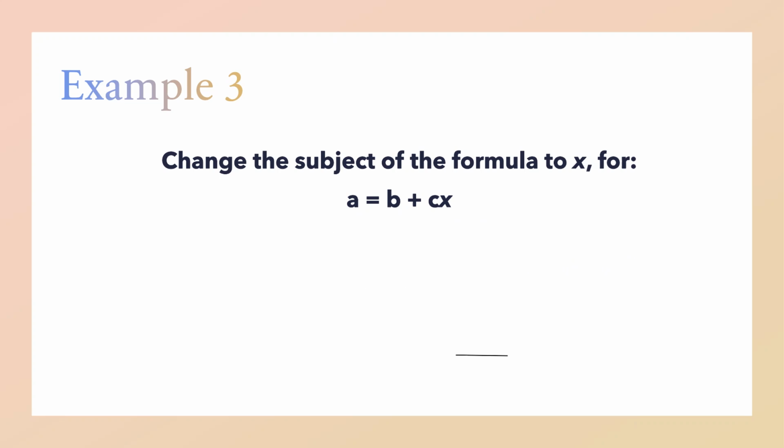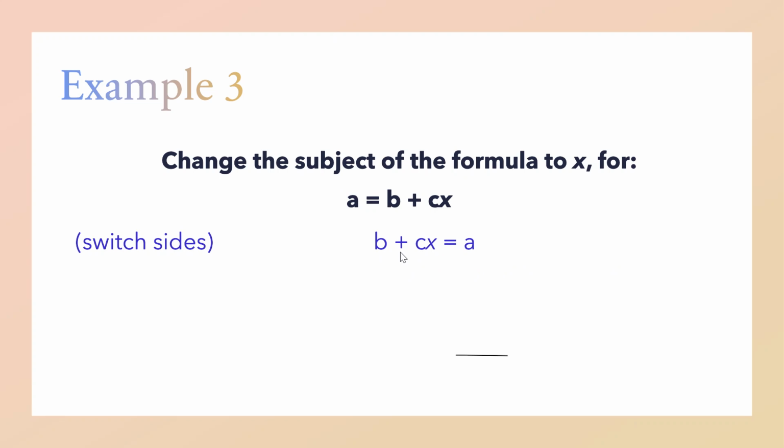Example 3. Change the subject of the formula to x for a equals b plus cx. Here we've got x on the right originally, so we're going to switch it round so that we've got b plus cx on the left instead of the right, because it's x that we want to end up. So switching over is just a case of switching the sides.